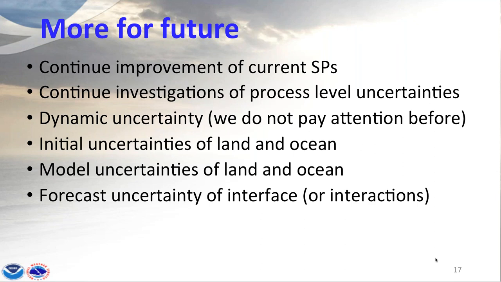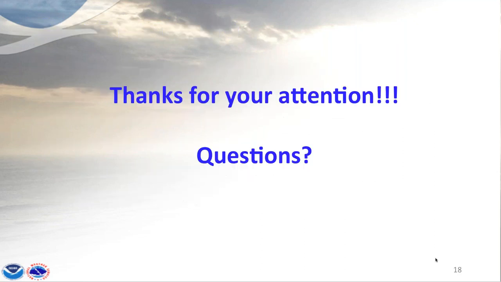I did learn, two years ago when we changed one dynamic parameter like the hold from 6 to 5, a big difference in the ensembles. And the initial uncertainty of land and ocean, and the model uncertainty of land and ocean, will come in line. And the forecast uncertainty of the interface between the land and the atmosphere and the ocean and atmosphere, we need to understand. I will stop over here.